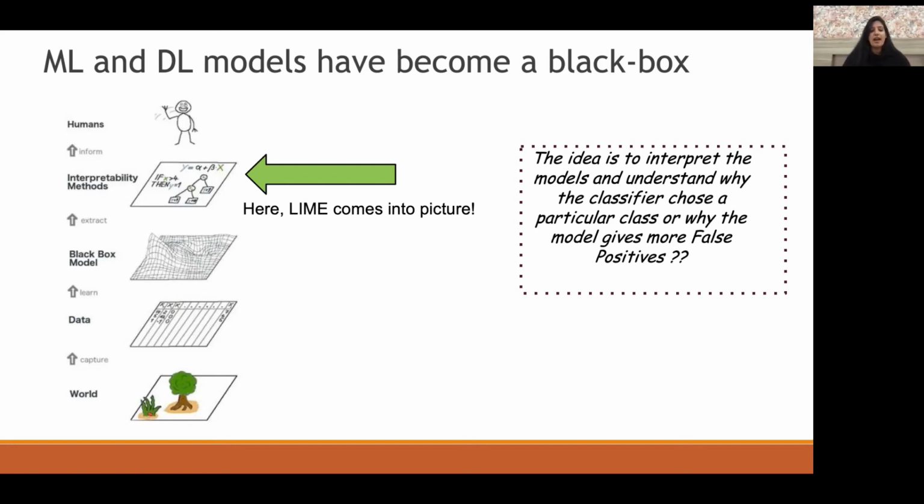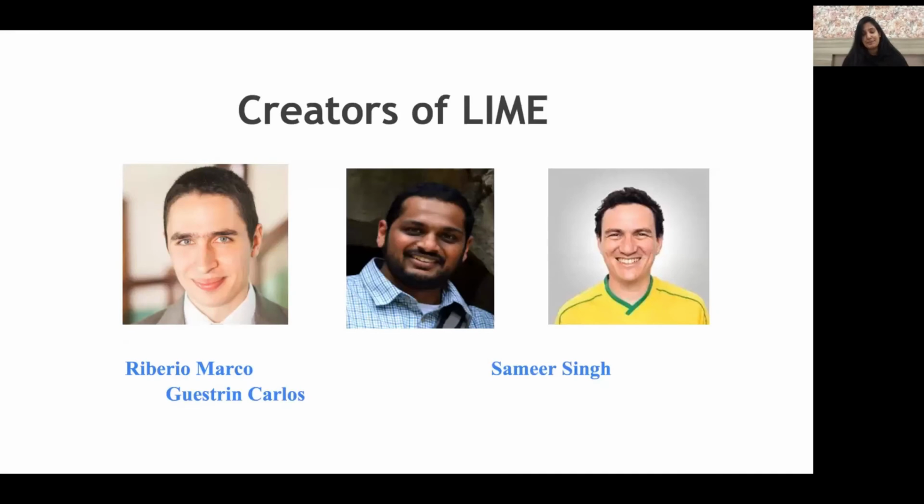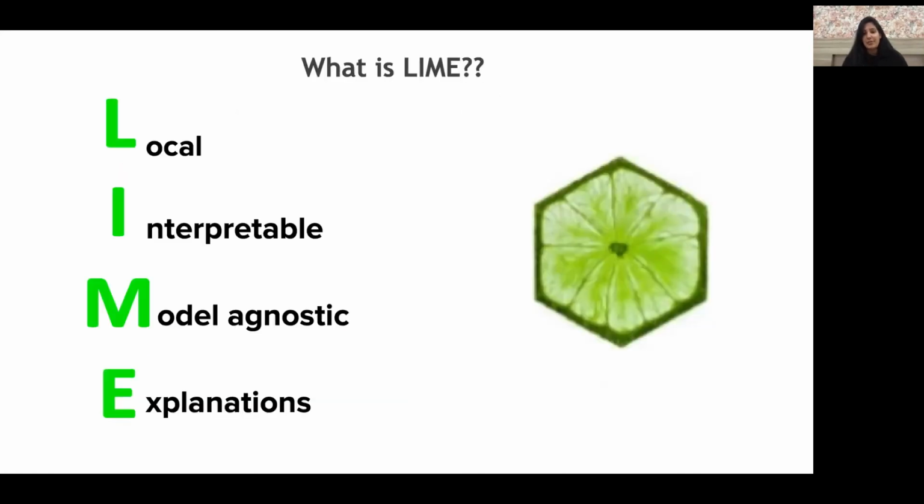So if we talk about a hierarchy from the world, we basically take our data and fit a black box model onto it. So there's a gap between that black box model and human understanding. And that's the kind of gap these interpretability methods will fill in. And that's why it's really important. So let's take a moment to appreciate the creators of LIME, Marco Ribeiro, Carlos, and Sameer Singh. They created this novel technique to interpret possibly any complex model, and they also made a very good library out of it.